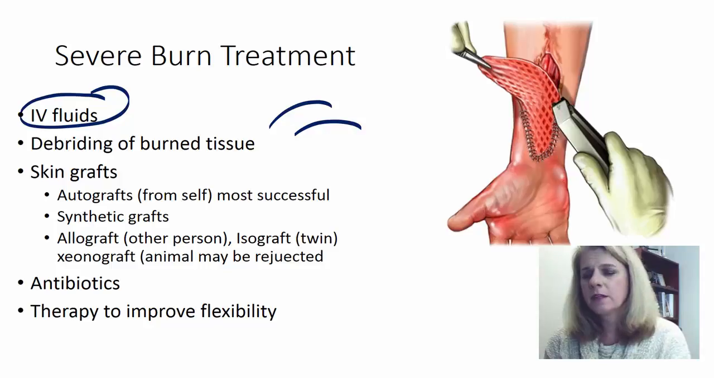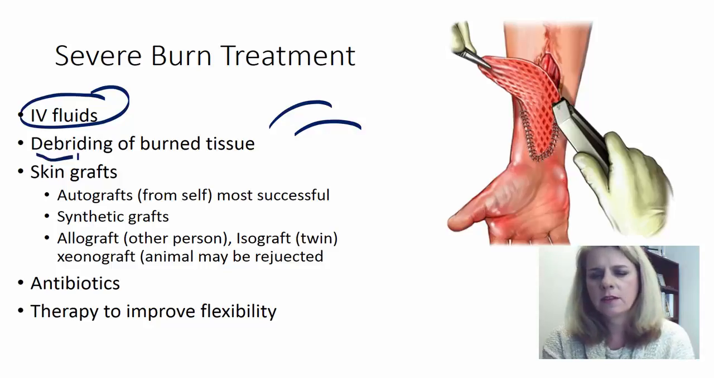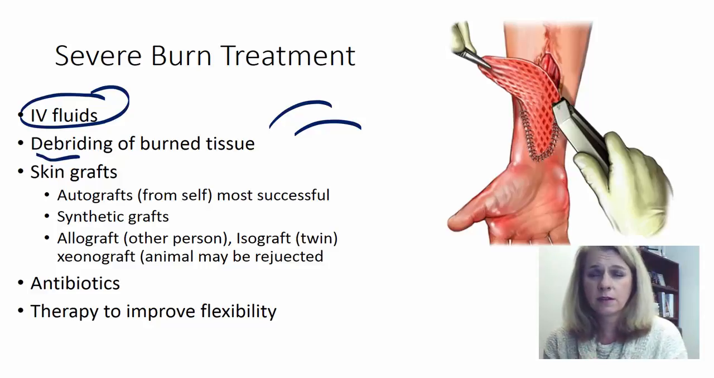You've got to debride the burn tissue, and debriding just means they kind of scrub it away. You've got to get rid of that burn tissue because it's dead, and it's a breeding ground for bacteria, so you've got to get rid of it. And you've got to use antibiotics to keep the person from getting an infection. And then you've got to graft the skin. So if it's a severe third-degree burn, large area, they're going to do some kind of a skin graft.